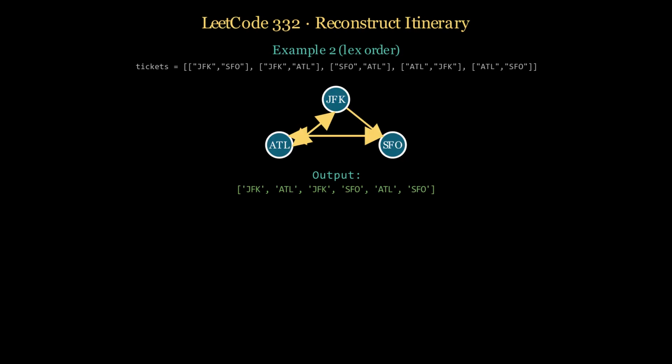Example 2, from JFK we can go to ATL or SFO. We must choose ATL first because it is lexicographically smaller. The full itinerary is JFK, ATL, JFK, SFO, ATL, SFO.